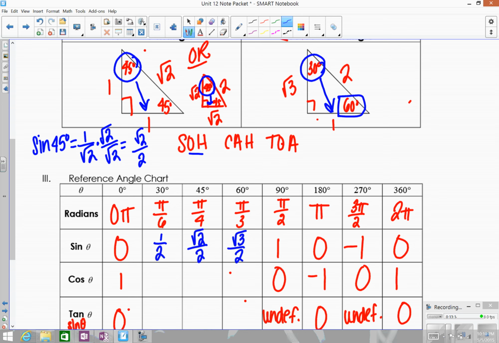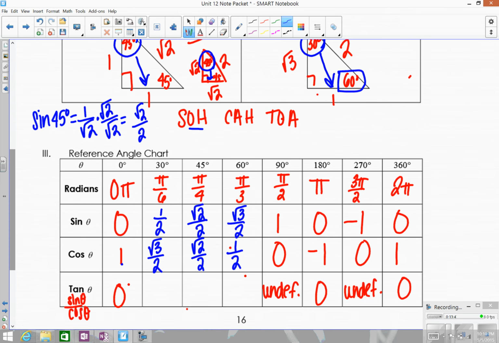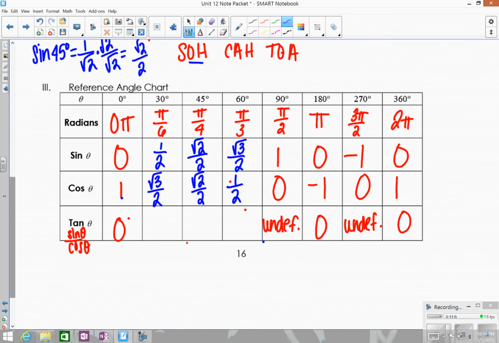Then we do cosine. So cosine of 30 is going to be adjacent, radical 3 over hypotenuse. So notice that these flip. And then we have cosine of 45. So cosine of 45 is adjacent over hypotenuse. And then cosine of 60 is adjacent over hypotenuse, so 1 over 2. So these flip because the angles are complementary. They add to 90, so that's why those are doing that. And then to get the tangent piece, you're dividing these.